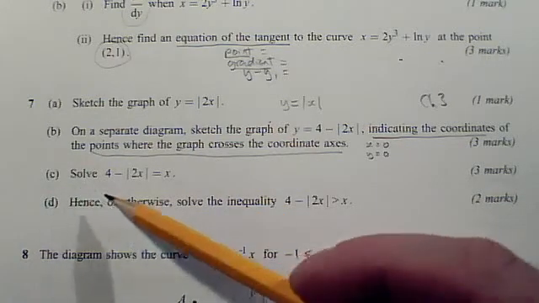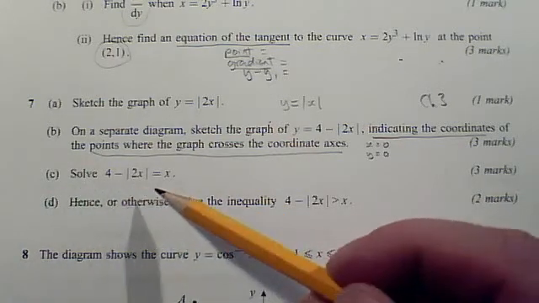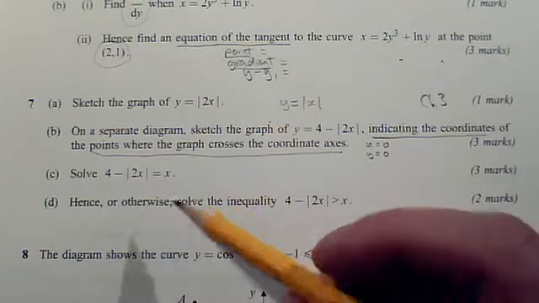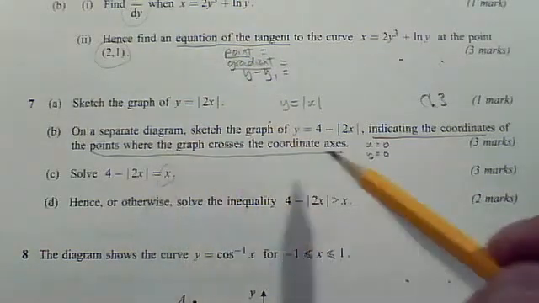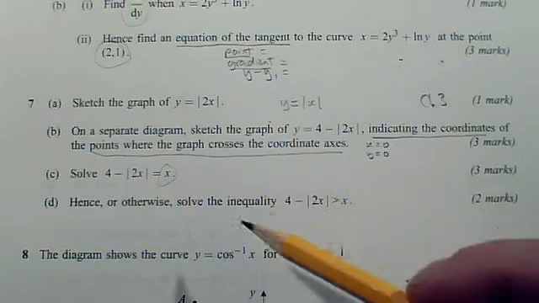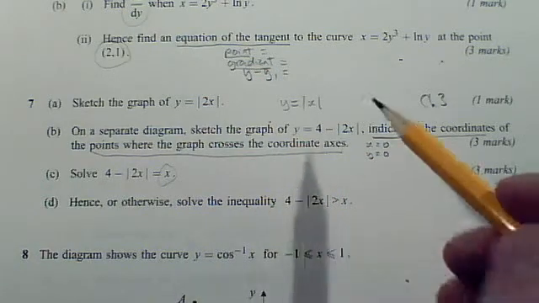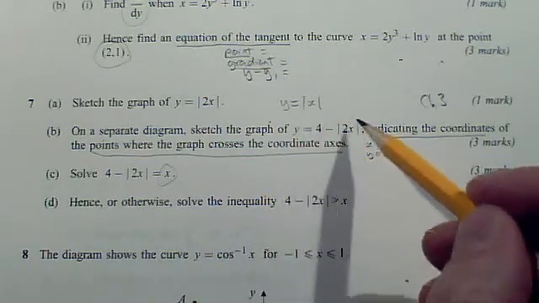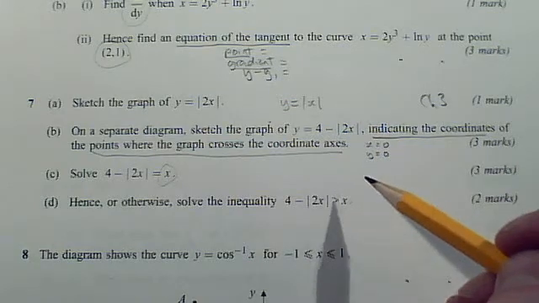In part C, you've got to solve 4 minus 2x equals x. And the intention is that you're going to draw the line y equals x on the sketch you just had before, so you can visualize the 2 points you want. Each branch of this curve will have its own equation, which you may label on your sketch.